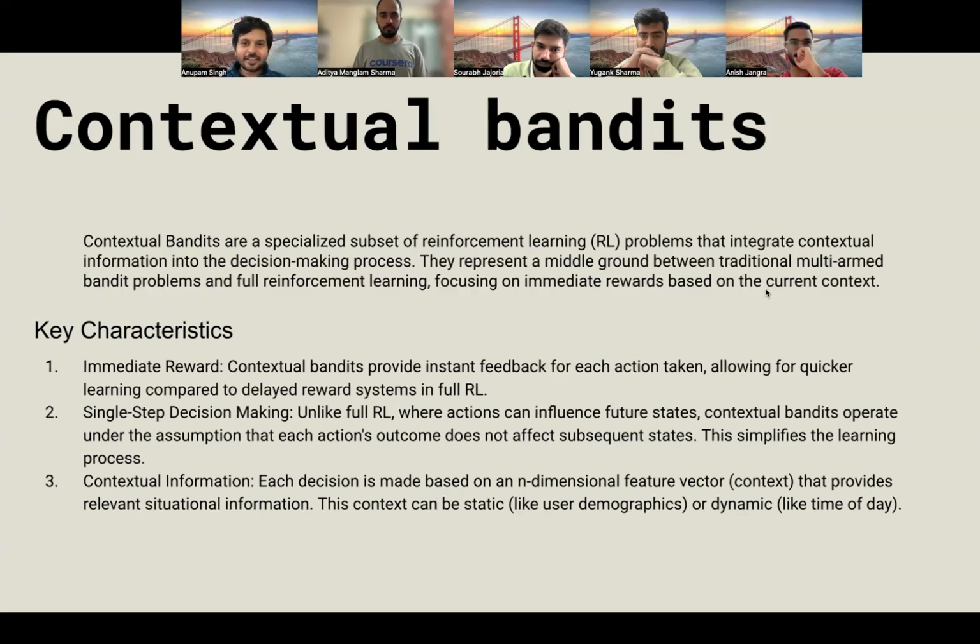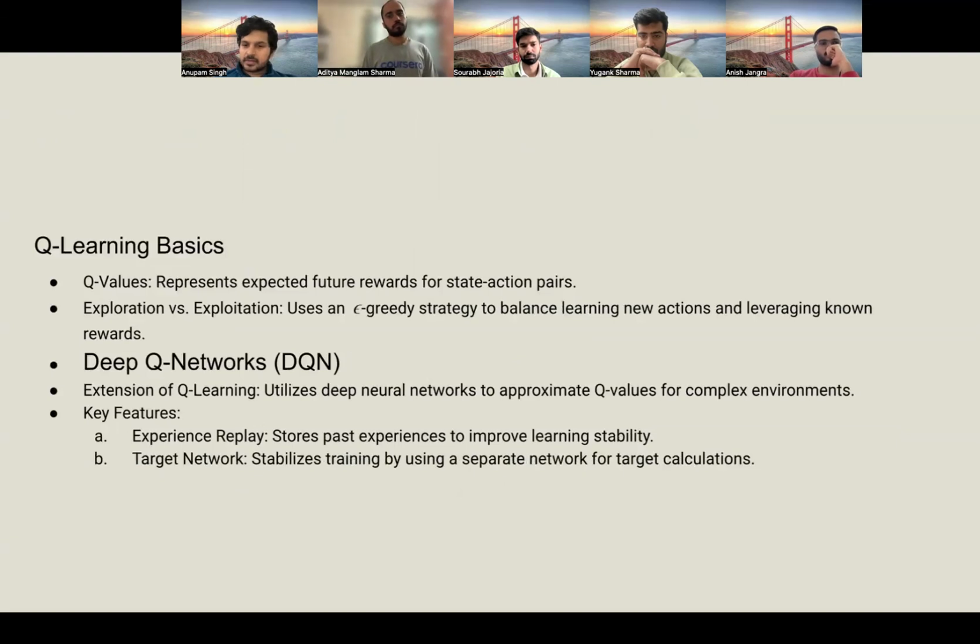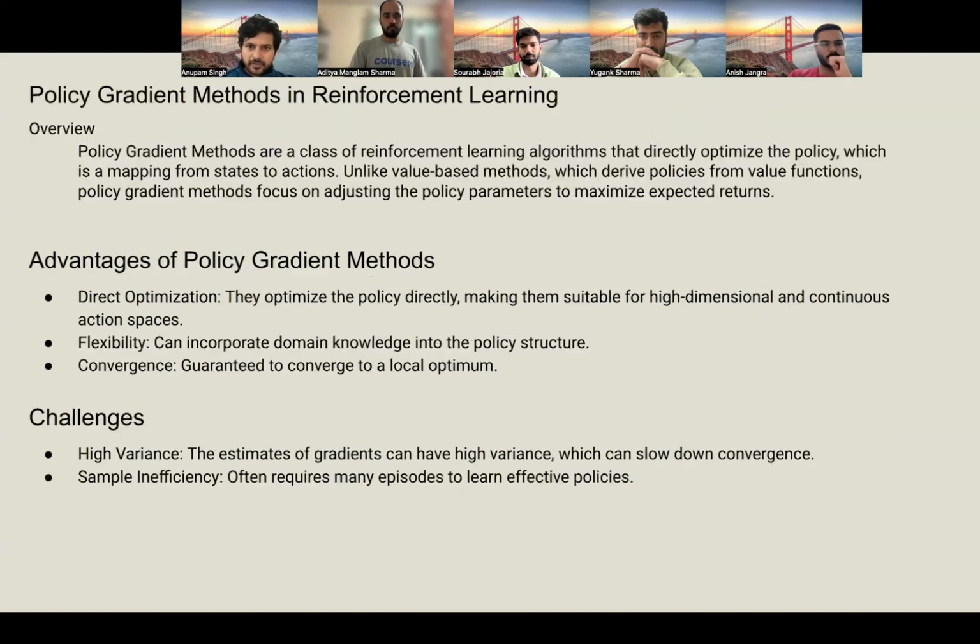Bandit, sorry. Now, the name is fancy. This is a subset of RL. This integrates contextual information into the decision making process. If I go back, this was simply an action pair and optimizing a greedy strategy, Q learning. Deep QN is basically doing that on a good neural network.